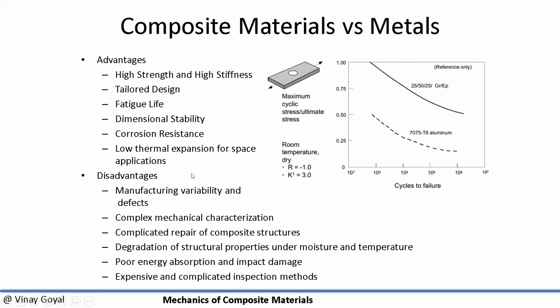Disadvantages: manufacturing variability and defects, complex mechanical characterization, complicated repair of composite structures, degradation of structural properties under moisture and temperature, poor energy absorption, and impact damage. So that's a disadvantage. You're going to have a much harder time getting a full characterization test. It's going to be harder to repair. That's very well known. It's going to degrade much easier when subject to moisture and temperature. And under impact damage, you could have issues there.